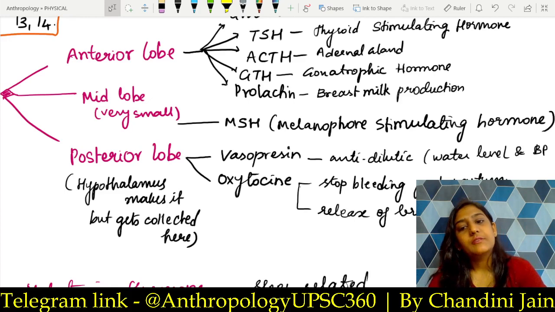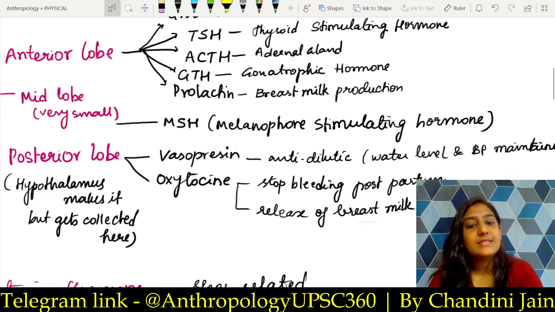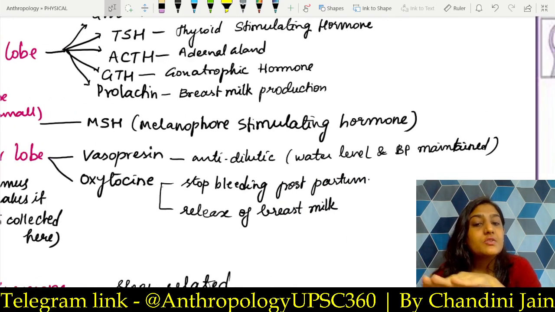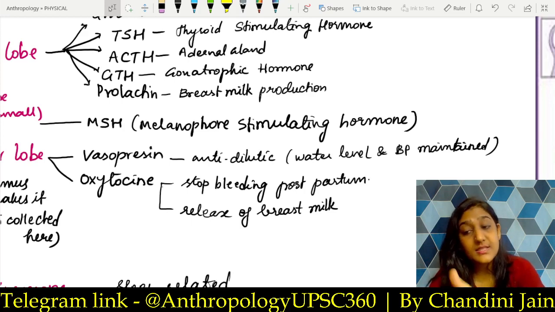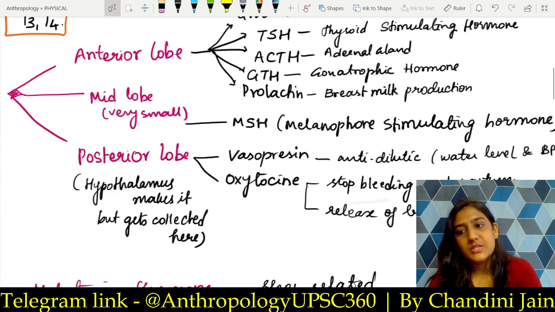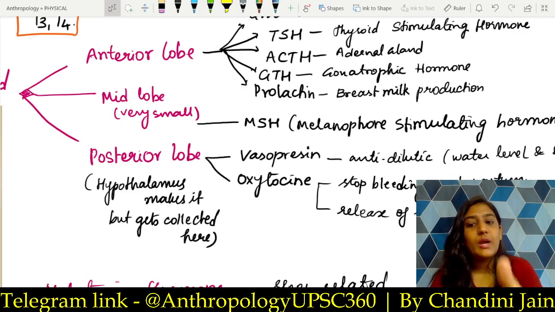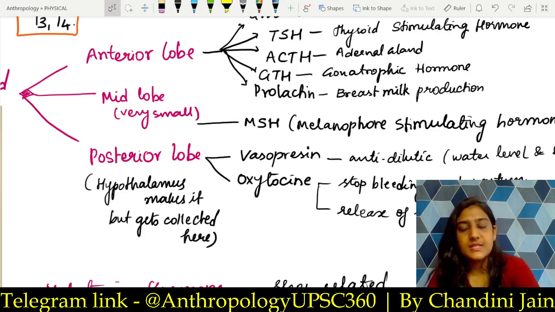Then the other hormone that we talk about is vasopressin. Now it is like an antidiuretic. That means it tries to balance the water level in the body, through which the BP is maintained, that is blood pressure is maintained. So that is the main work of vasopressin, which is in the posterior lobe. And again, I'm telling you, the hypothalamus is the one that makes it, but it is stored in the posterior lobe of the pituitary gland. I hope this is clear to you.